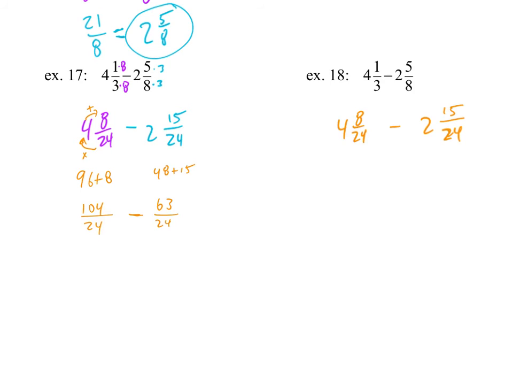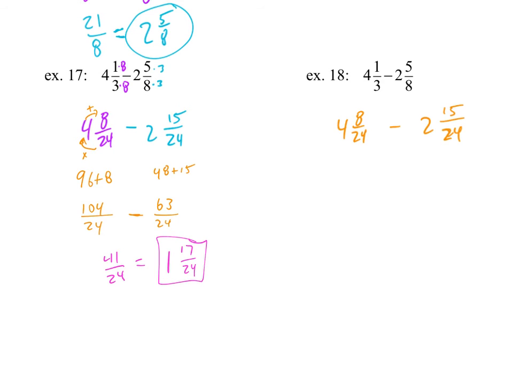So 104 minus 63. You want me to just tell you? Yeah. Okay, it is 41 24ths. And I will tell you that 24 only fits in there one time. And there are 17 left over. Okay. So we went from mixed number to improper fraction, subtracted, then went back to mixed number.